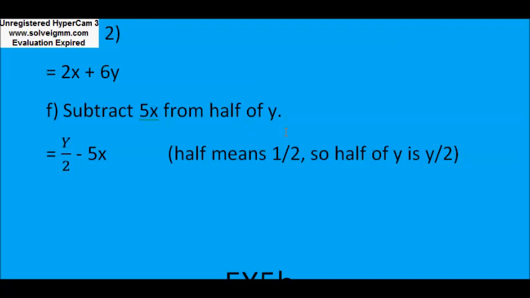Similarly here, our number is y. So half of y equals y over 2. And we have to subtract 5x from half of y. So it means you will write y over 2 minus 5x. So these are some important basic concepts of algebraic expressions. The same rules you can apply everywhere and you can easily solve this whole exercise.